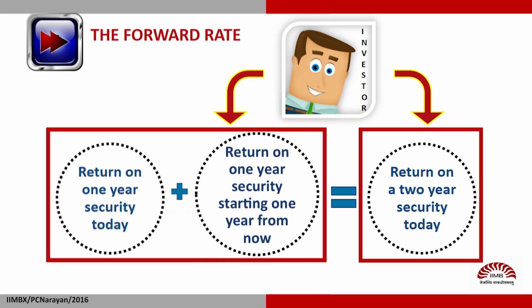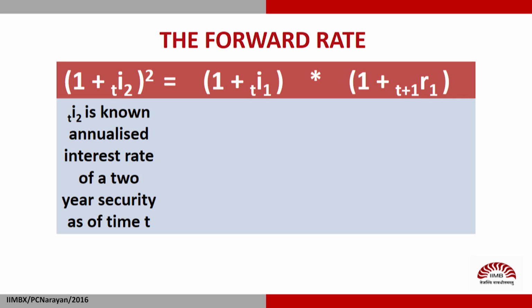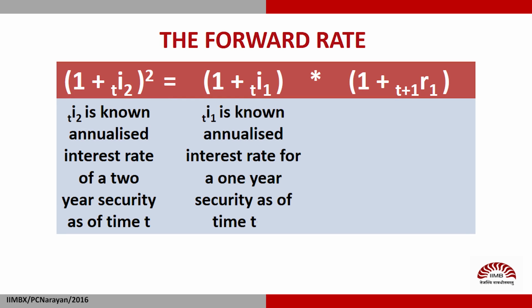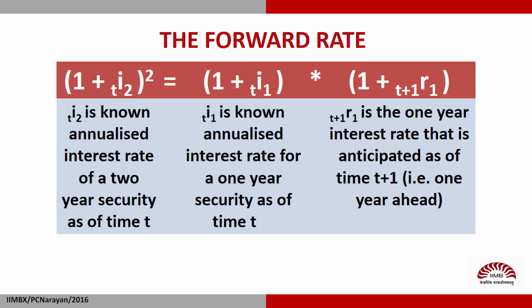Now let's try and understand that in greater detail. The formula says (1 + IT2)^2 = (1 + IT1)(1 + RT+1,1). IT2 is the known annualized interest rate for a 2-year security. IT1 is the known annualized interest rate for a 1-year security, and RT+1,1 is the rate today for a 1-year security whose term is going to start 1 year from now. The 2-year rate should be equal to the 1-year rate and the 1-year rate starting 1 year from now.